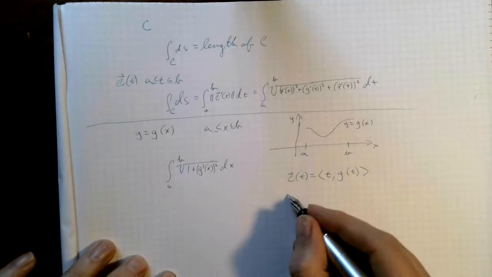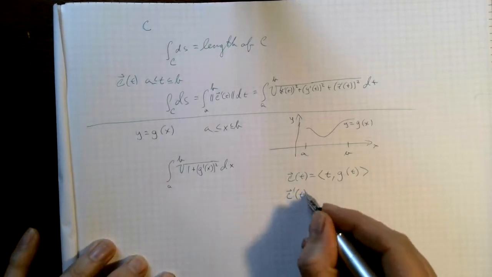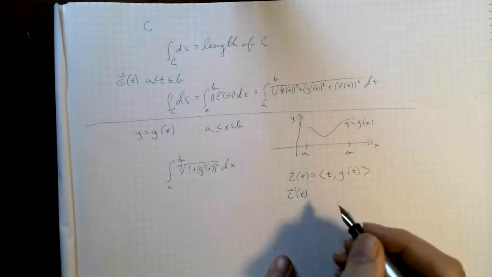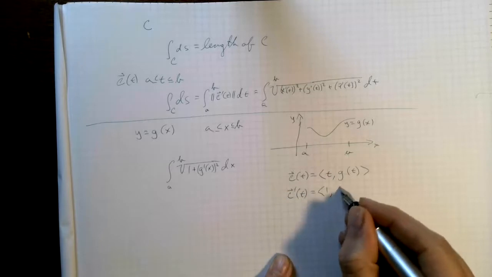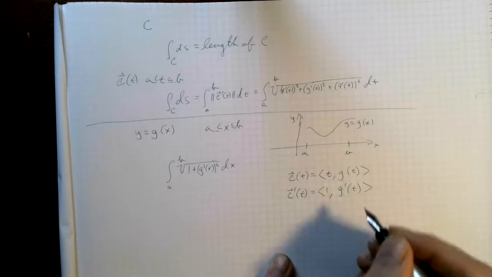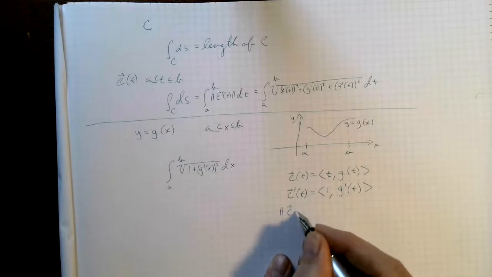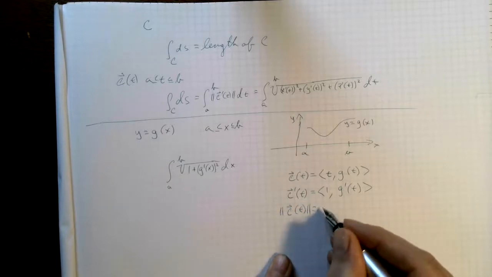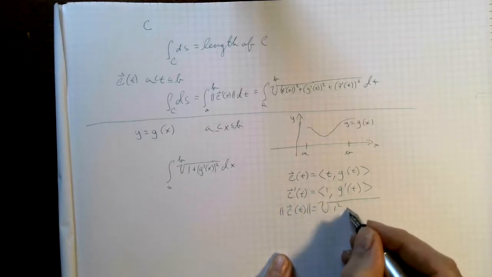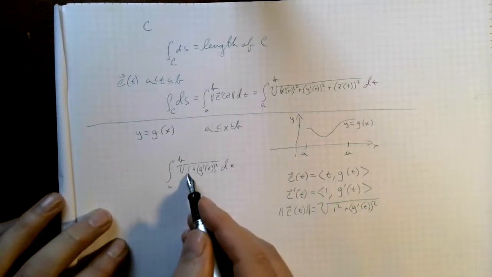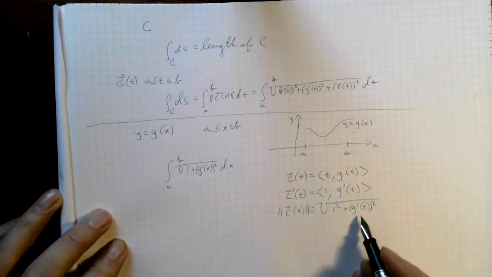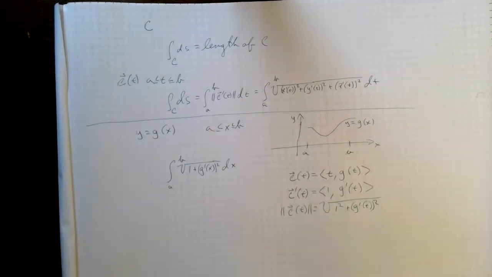And in this case, c prime is 1 and g prime of t. So what's the speed? The speed is the square root of 1 squared plus g prime of t squared. Well, that's precisely what's out here, except there's a t here and there's an x here. But otherwise, that's going to be the same number. It's a different dummy variable.